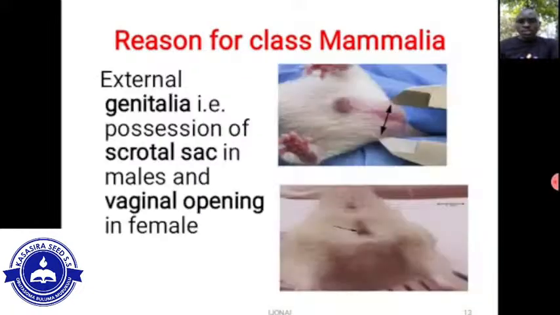Then they also have external genitalia, that is a possession of the scrotal sac for the male. The first picture shows you the scrotal sac in the male, and then the vaginal opening for the female. Yes, that is their location and also structure. That is only predominant for mammals. The shapes and sizes may vary depending on the type of mammal or the species, but all of them share that universal characteristic of possessing external genitalia.